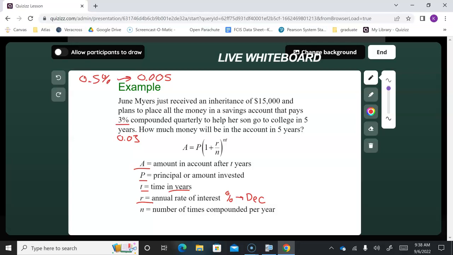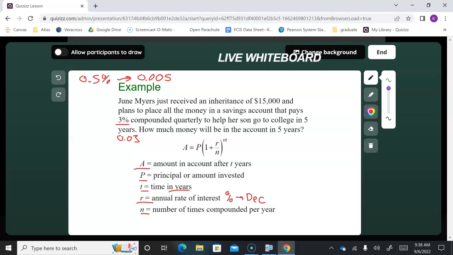Number of times compounded each year, that's n. So how many times it compounds each year? Weekly would be 52 times. Monthly, 12 times each year. Quarterly, 4 times each year. Semi-annually, twice a year. Annually, once a year. And that is the worst account. Never get one that compounds annually. All right? So those are the pieces.